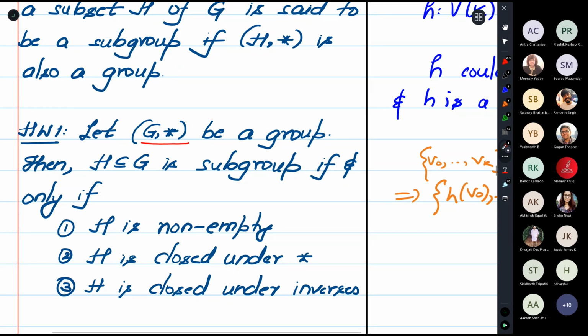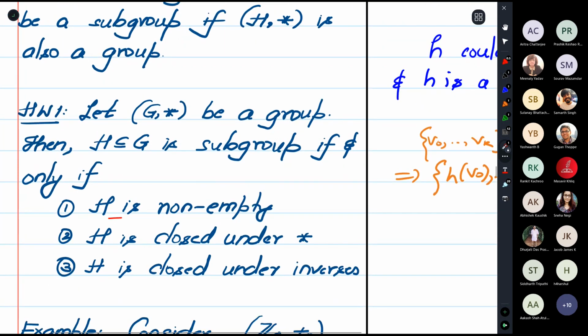So let's say we have been given a group. One can ask, when is a subset of G along with this operation a subgroup, or when is it a group itself? One equivalent condition is that these three things hold true.